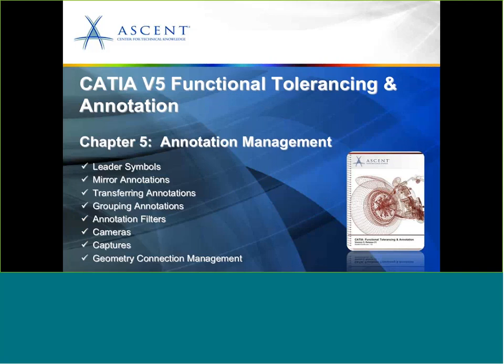Today's topic will be the CATIA V5 Functional Tolerancing and Annotation, Chapter 5, Annotation Management. And I'll be going through this chapter that's found in our guide. We'll be looking at leader symbols, mirroring annotations, transferring and grouping annotations, as well as annotation filters and cameras. And then we'll look at taking all of that and combining that into what are referred to as captures. And we'll also take a look at the geometry connection management.